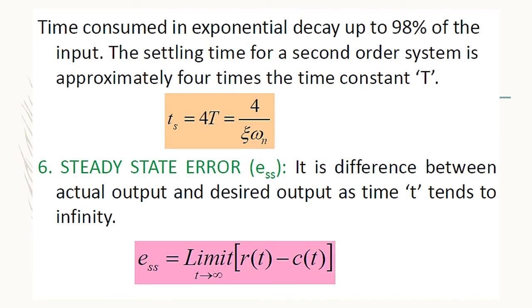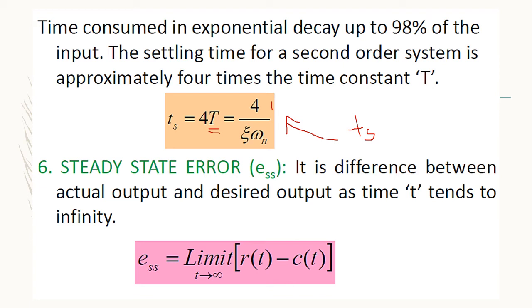The time consumed in exponential decay is up to 98% of the input. The settling time for the second order system is approximately 4 times the time constant. That's why I can write Ts as 4 times T, and I know that this capital T is nothing but 1 divided by zeta omega n. Since it takes 4 times, it is 4 divided by zeta omega n, whereas in the first order system, it takes 5 times.